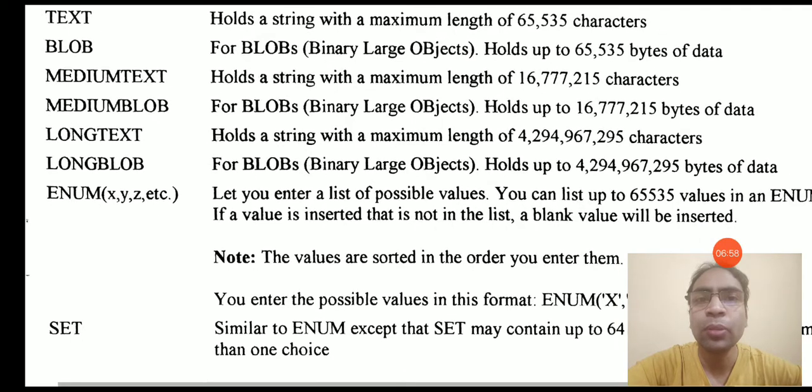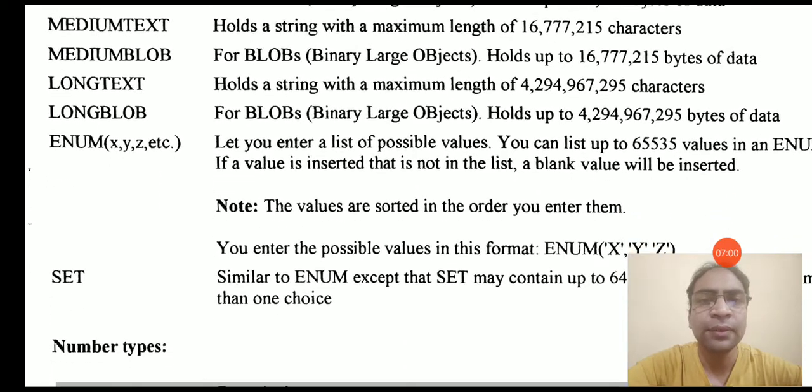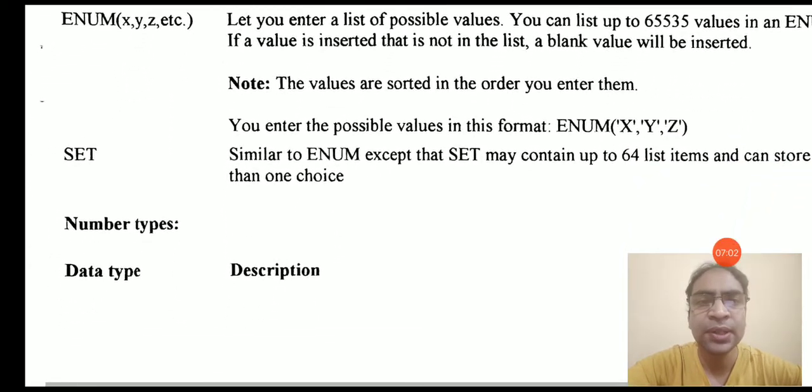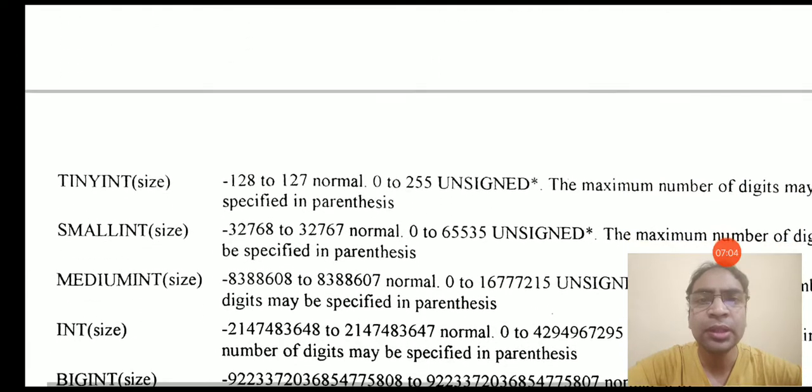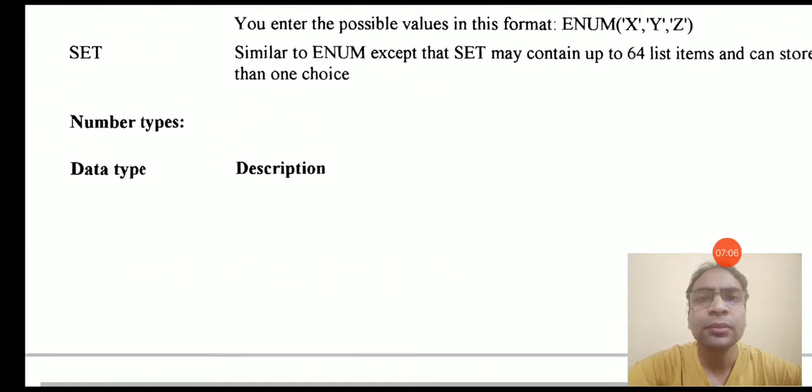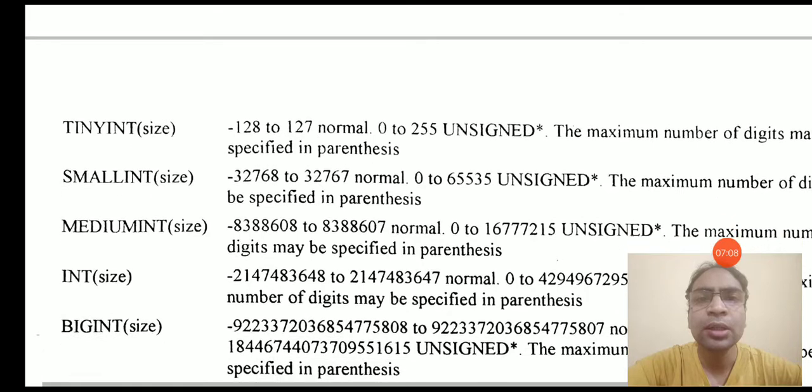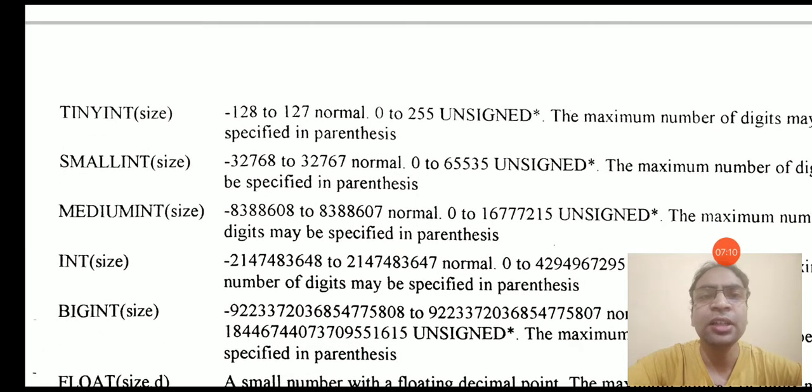Then we have long blob also. After that we have enum, we have set, and some other data types in the numeric category, that is tiny int. Tiny int can store from -128 to 127.